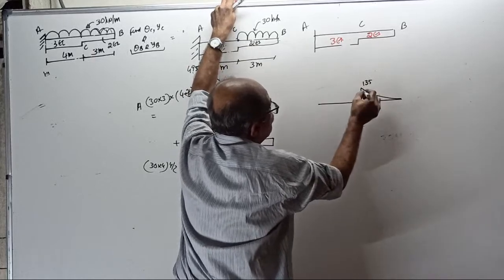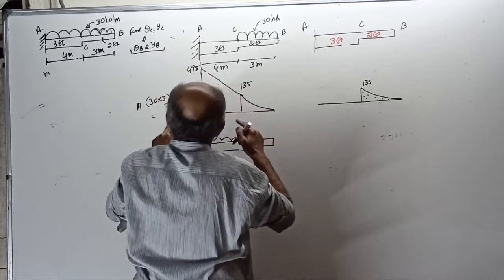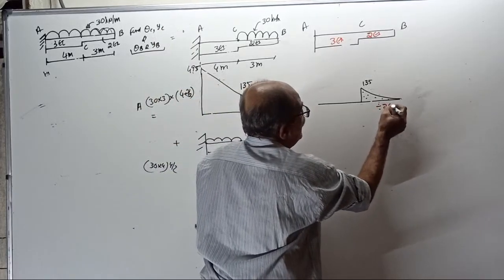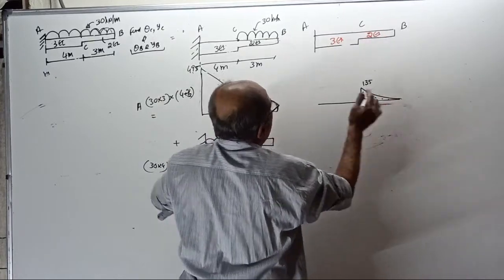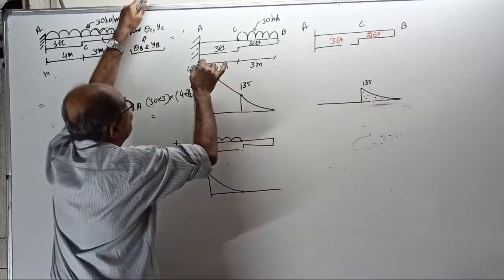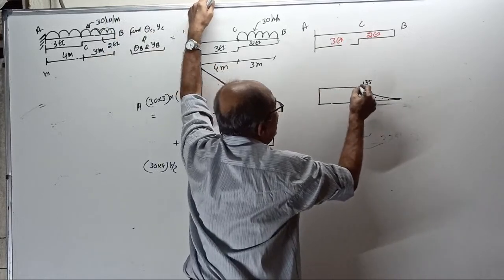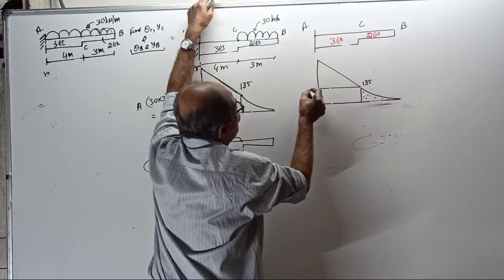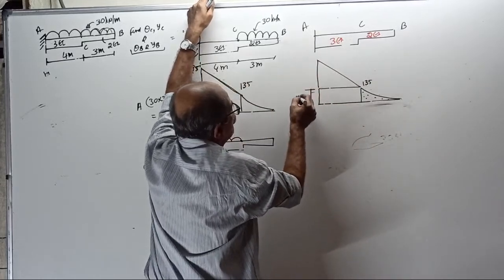For that one, divide by how much? Remember now, for this one you divide by 2EI. Don't forget. Then here, you can do one thing. This is not a parabola, it is linear. You can divide it into a rectangle and another triangle. Then this also is 135. If that is 135, this also is 135.